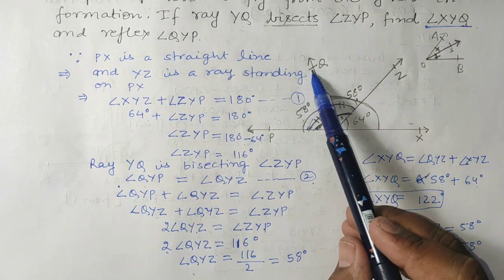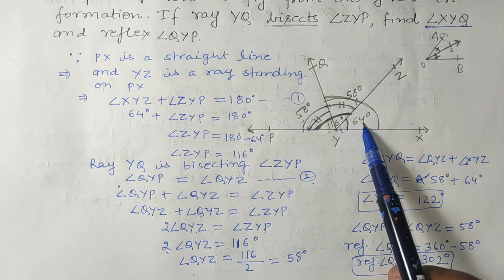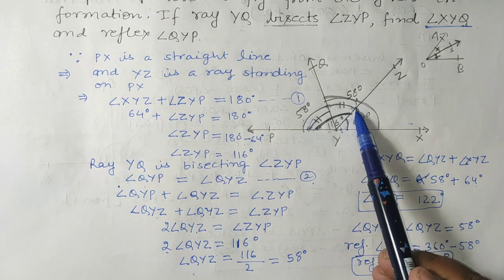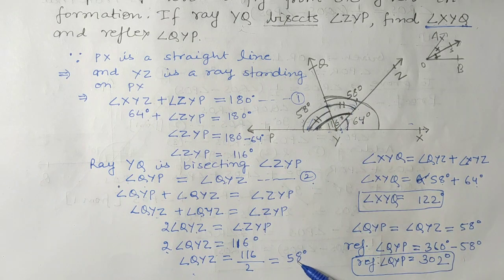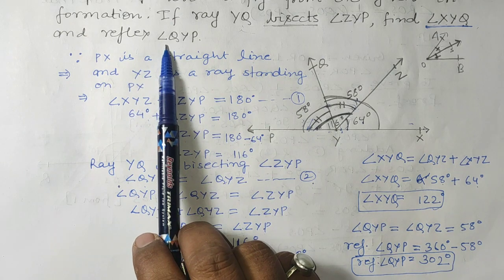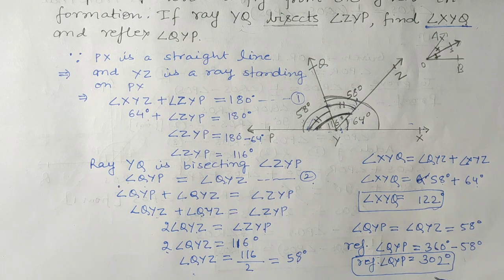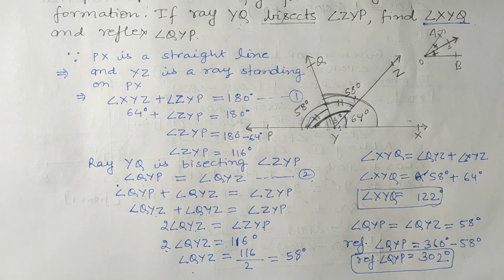After that, we have to find XYQ. In XYQ, this angle we knew previously, but this angle we had to find. Here we found the value of this angle. After that, we added them, so we found the value of XYQ. And in the question it was also given to find the reflex of QYP. So if QYP is 58 degrees, to find the reflex of QYP we have to subtract it from 360 degrees, and then we get the value of the reflex of QYP.